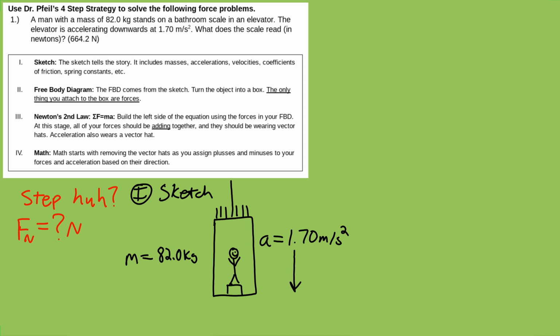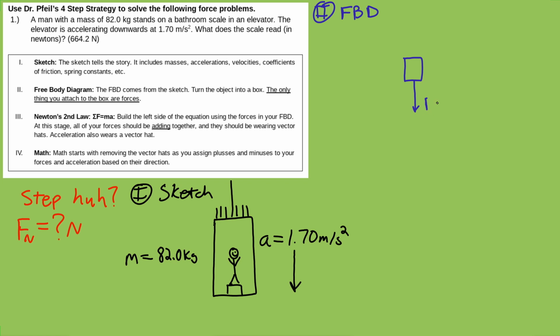On to step 2. So in a force problem, step 2 is what's called a free body diagram, or FBD. This is actually a kind of sketch, but it's a very particular kind of sketch. All you're doing is, well, let me put it this way. You're turning your object into a box. So the man is now a box. And to this box, we're only attaching forces. So what forces are acting on this man?